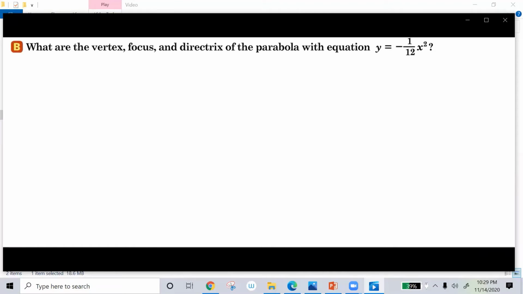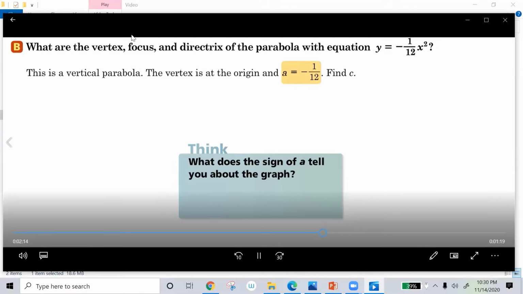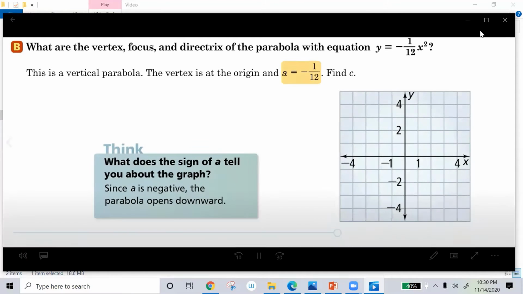Part B. What are the vertex, focus, and directrix of the parabola with equation y equals -1/12 times x squared? This is a vertical parabola. The vertex is at the origin and a equals -1/12. Find c. What does the sign of a tell you about the graph? Since a is negative, the parabola opens downward. Graph the parabola.